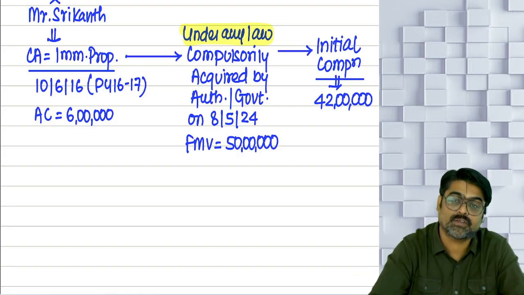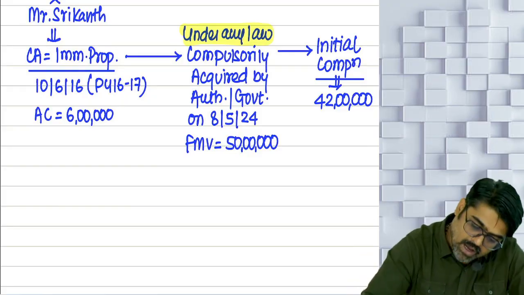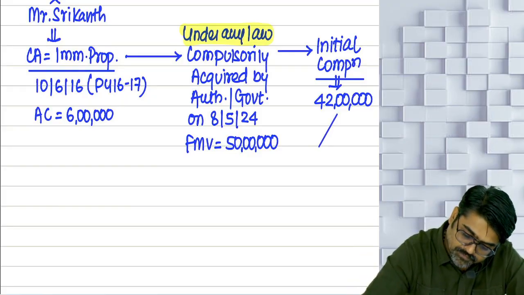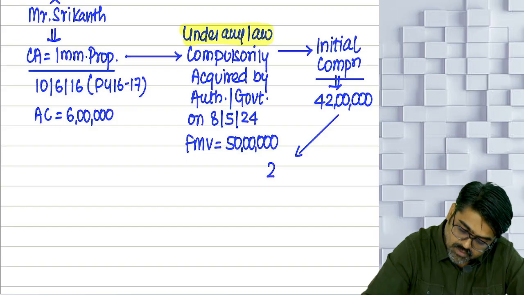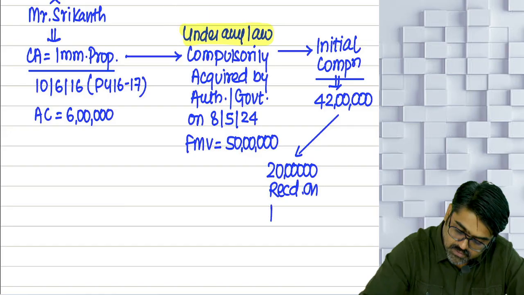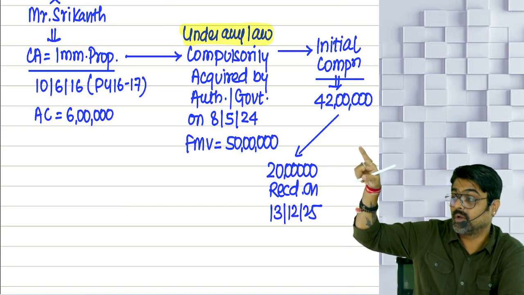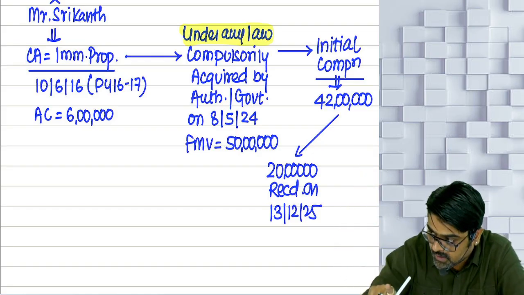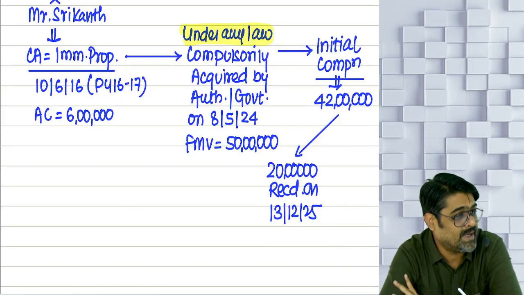Now how much was the initial compensation? The compensation which is initially fixed by the authority was 42 lakhs. Out of this, if 20 lakhs is received on 13th of December 2025, entire compensation or any part thereof is received for the first time, in that year the capital gain will be taxable. In that year the capital gain will be taxable.